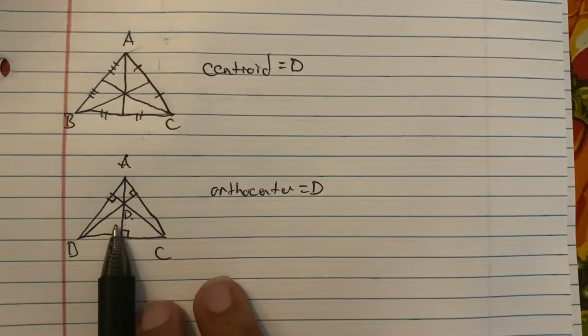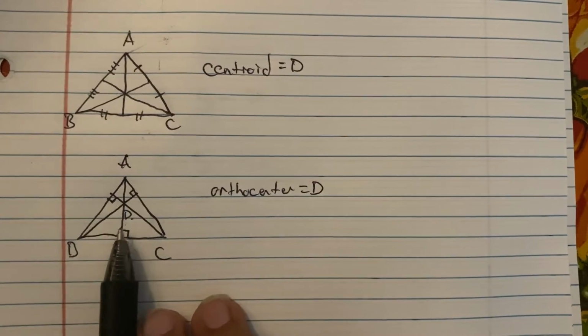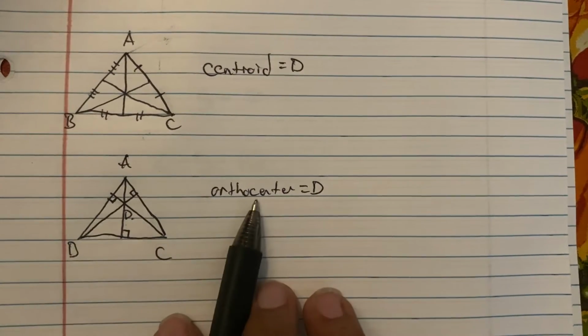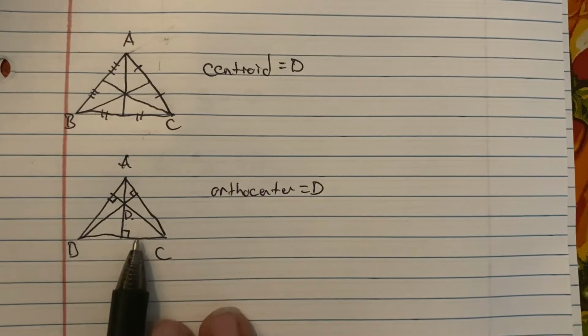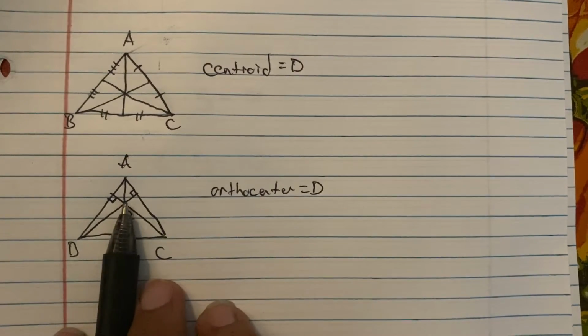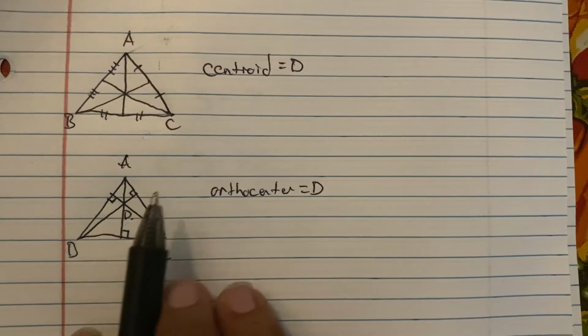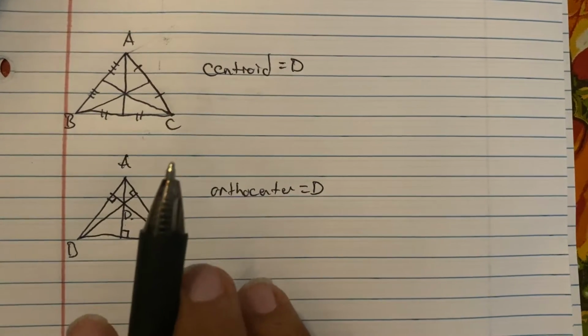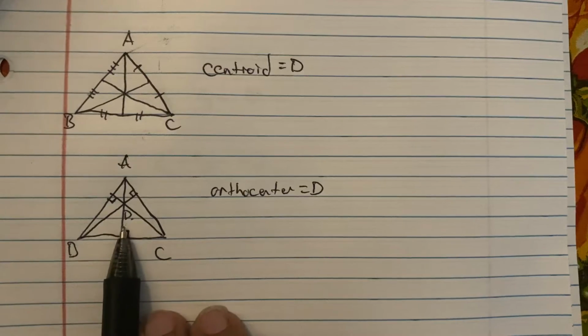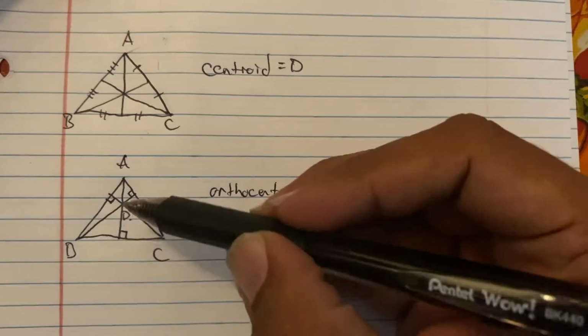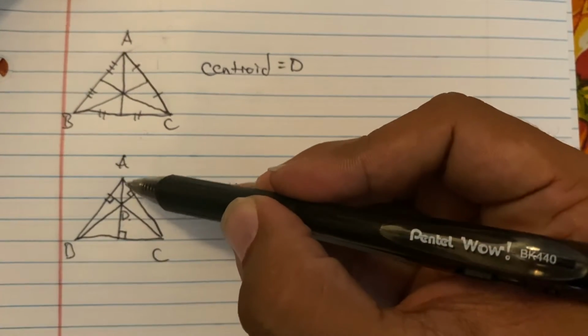Now, this one is altitude. The way you find the orthocenter is you find all of the altitudes. And where they meet tells you if a triangle is an acute triangle, an obtuse triangle, or a right triangle. Okay? Now, what's an altitude? An altitude is the height. So you would start at the top and go straight down.